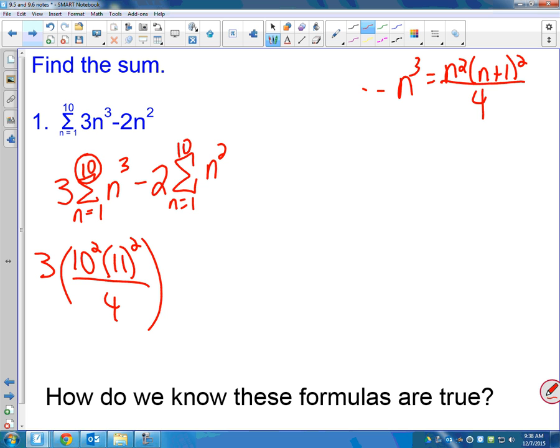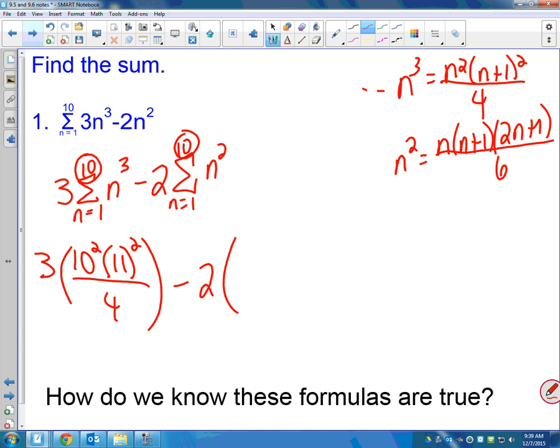And then I could do the same thing for n squared. So I have this minus 2. And now instead of doing 1 squared plus 2 squared plus 3 squared plus 4 squared on and on to 10 squared, I'm going to use that formula that I just gave you for n squared, which was n times n plus 1 times 2n plus 1 all over 6. And again, this one, n is 10. So that would be 10. N plus 1 is 11. 2 times 10 is 20 plus 1 is 21 all over 6.